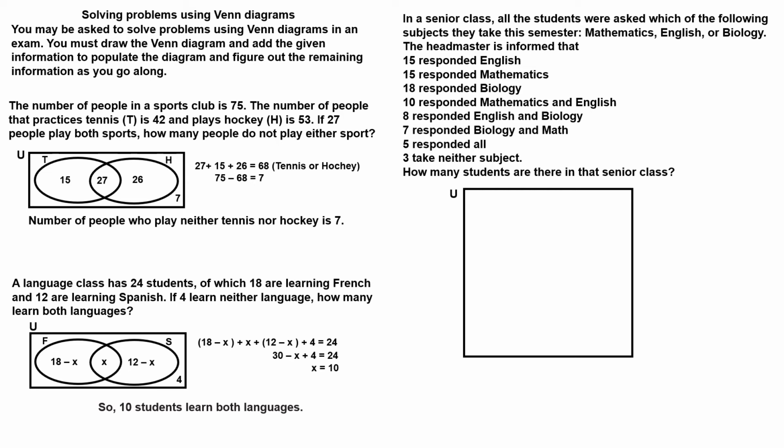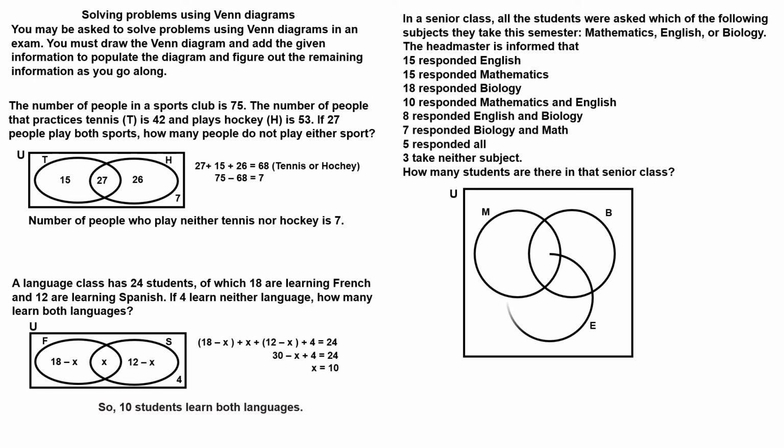We started with the overlapping circles. In this problem, we have 4 regions which overlap. The easiest strategy is to start at the center, the part where the 3 circles overlap. In short, we start from the inside out. 5 students responded that they took all the subjects, so we can place 5 at the center.